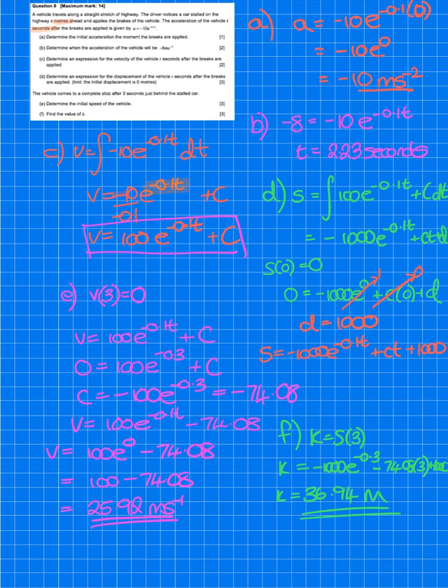So that's the end of that question. It was pretty tricky, but you needed to remember to get from acceleration to velocity, you needed to integrate and you needed to divide by that 0.1. That's where a lot of you got caught up. And then to change velocity into displacement, you needed to integrate again, remembering to have that plus c, your constant of integration, and then introduce a second constant of integration when you integrate a second time. So I used d.